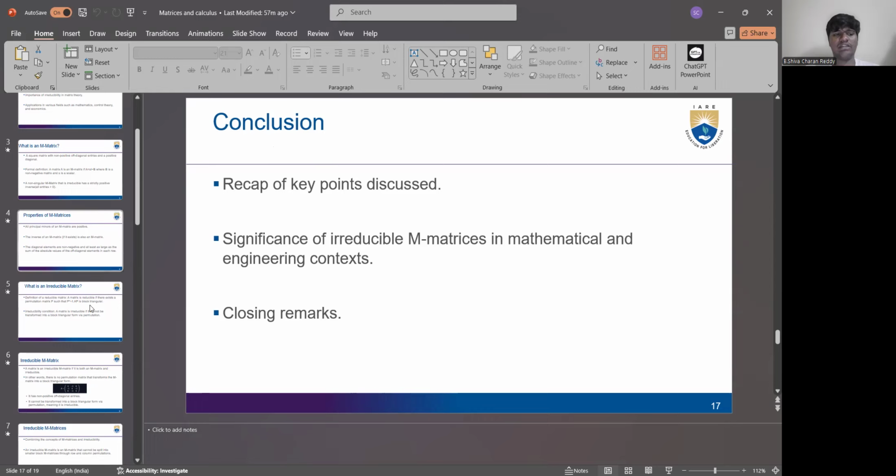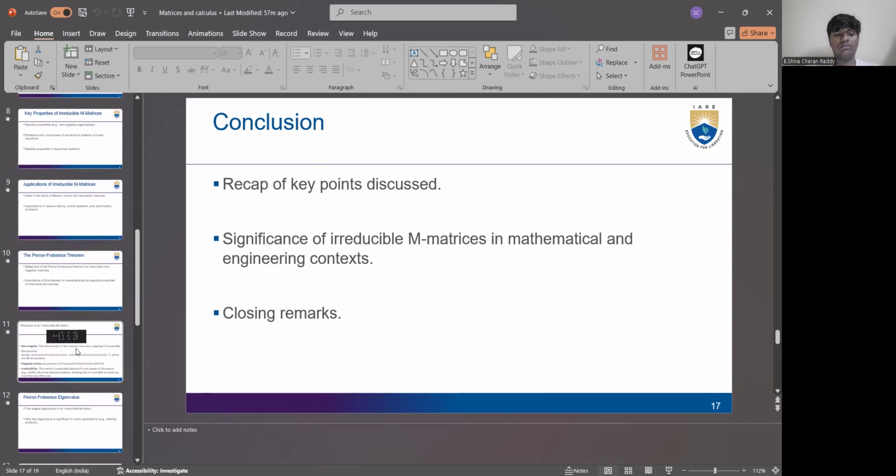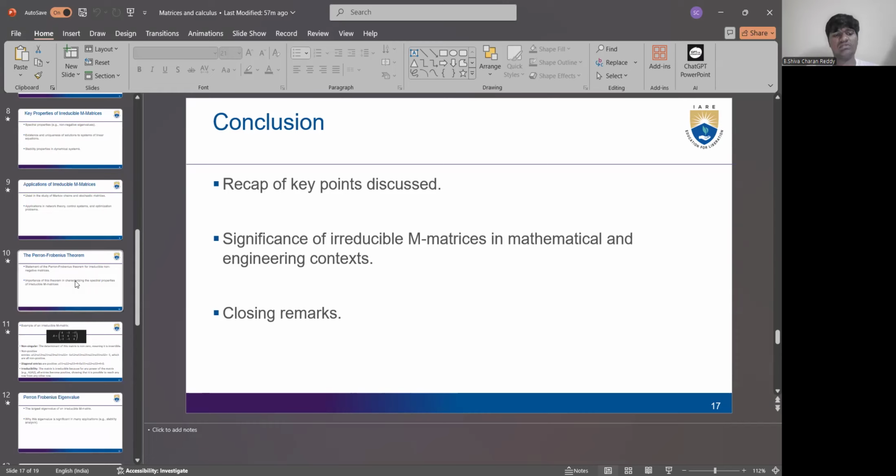An irreducible matrix is a matrix for which, if there exists a permutation P, then P inverse A P is block triangular. So an irreducible M matrix has all its diagonal entries positive and its off-diagonal entries negative, and it cannot be converted into a block diagonal form. The inverses of irreducible matrices are also matrices, if one exists.